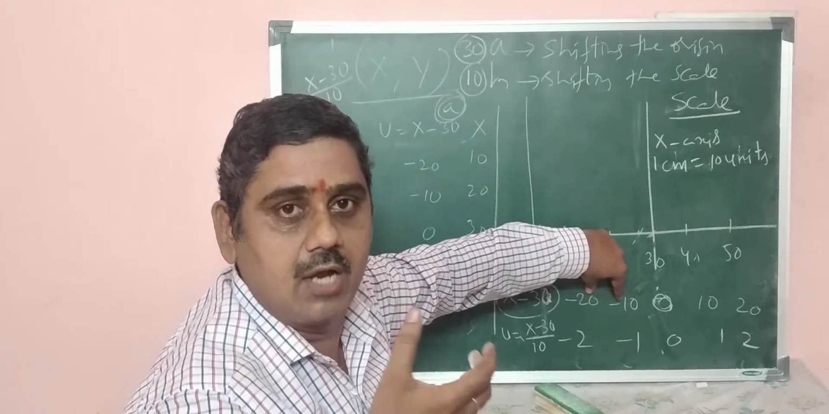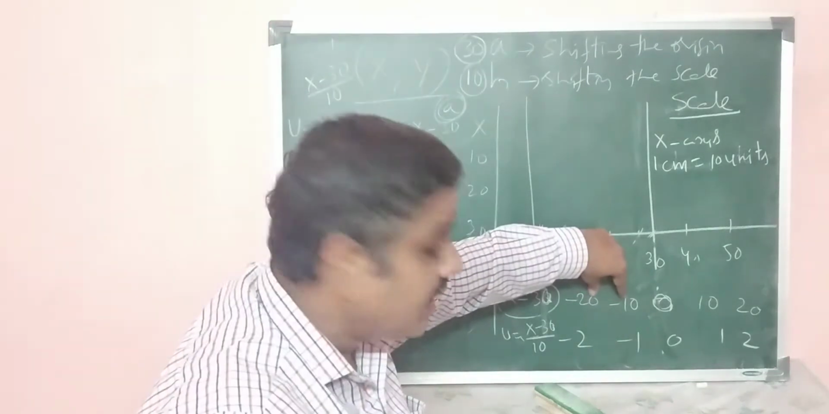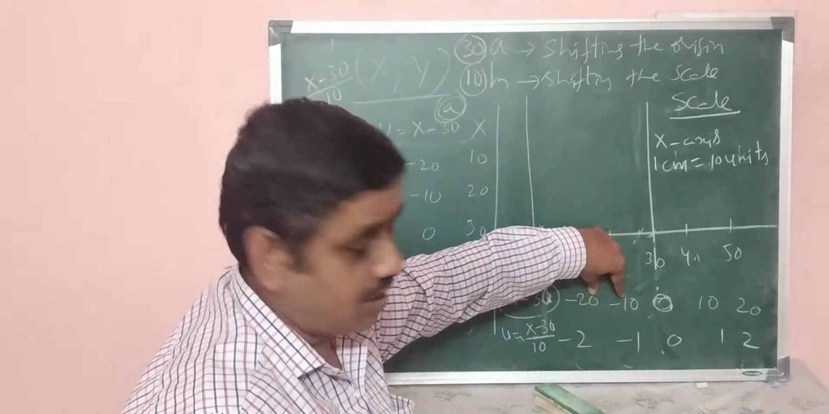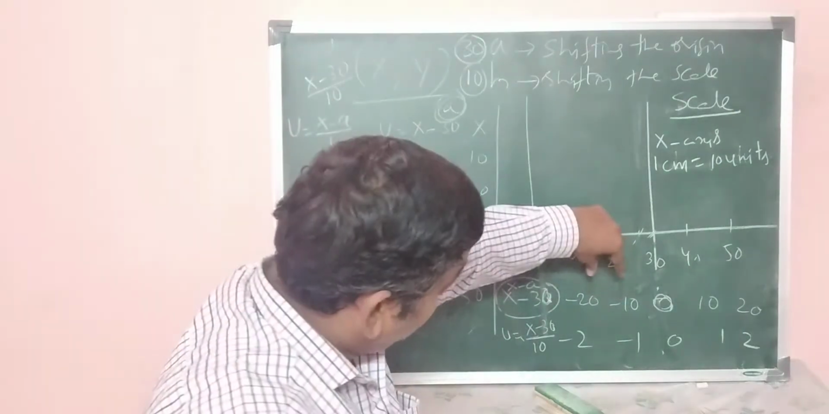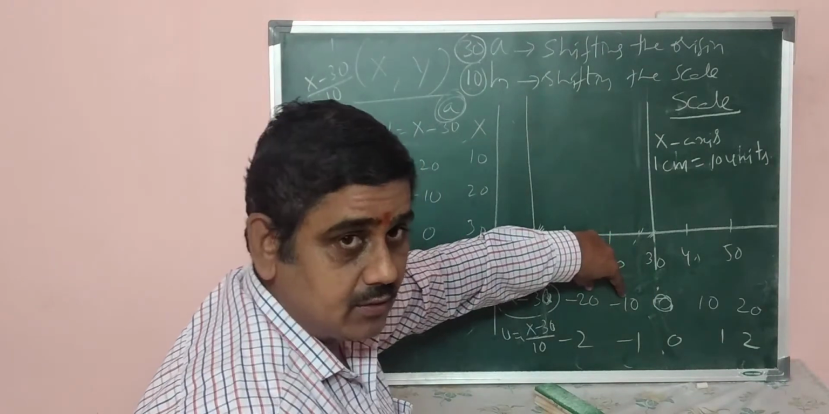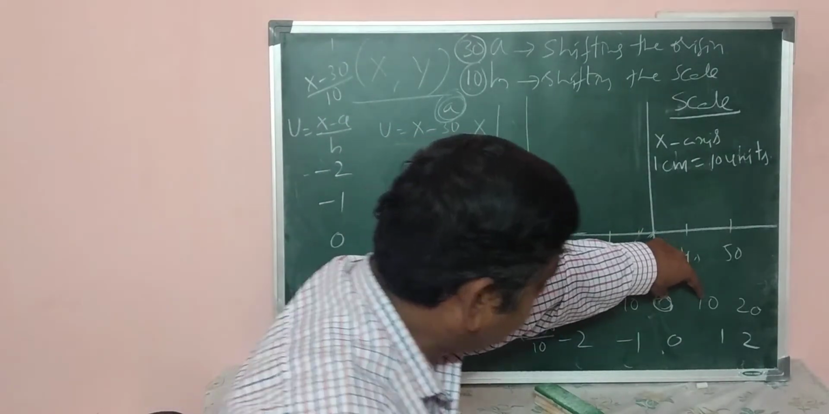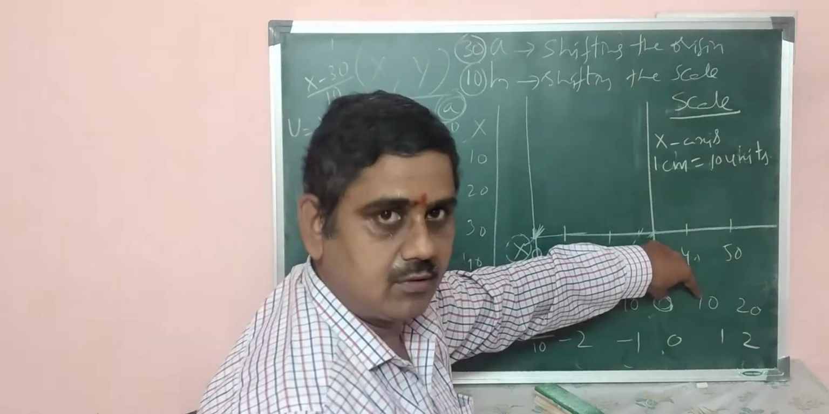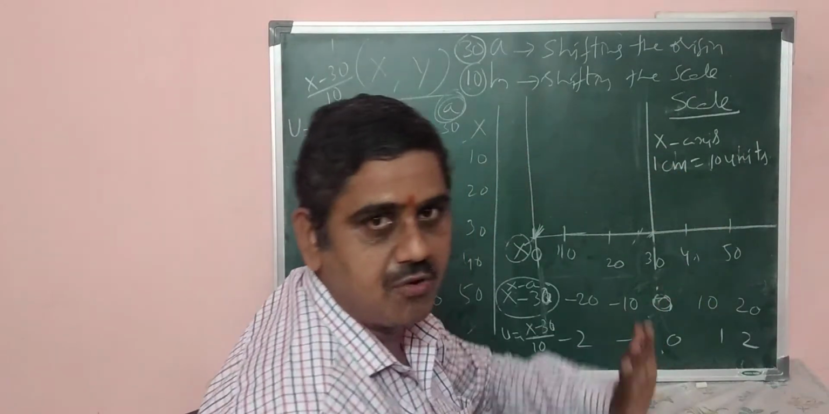things in a correct fashion, in a right way. Minus 10 to 0, 0 to 10. You observe here. 0 to 10, 10 units. 30 to 40, 10 units.